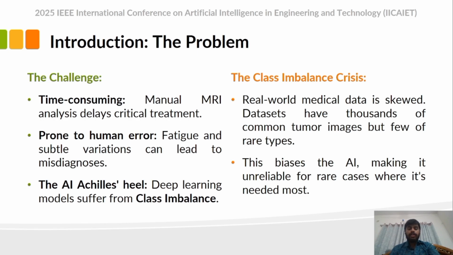A major weakness when using AI for this task is something called class imbalance. This means our computer models don't have enough examples of rare diseases. Real-world medical data has many images of common tumors but very few of the rare types. This makes the AI good at finding common tumors but unreliable for the rare ones, which is where we need the most help.